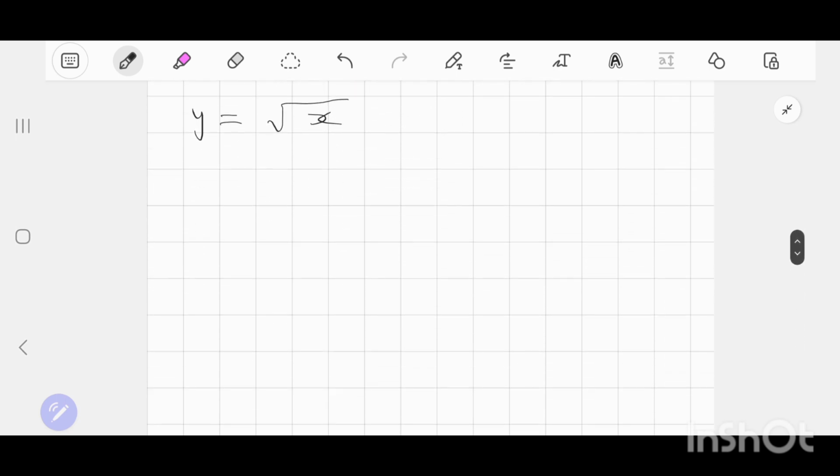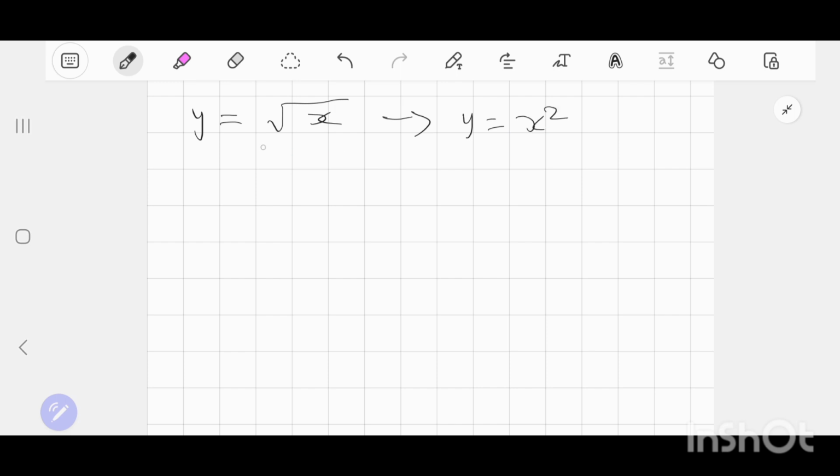So this means now, people, y is equal to the root of x. Something must pop in, people. Remember, this represents an inverse of what, people? Of y is equal to x squared.